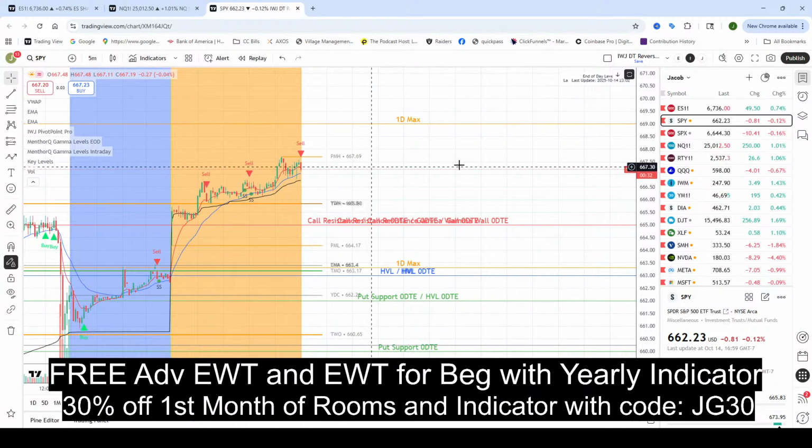So Mentor Q gives you this, and this is based on options contracts. And the market makers, if you buy an option, a put or a call, the market makers are generally the ones selling you back the other side of that. So if you buy something, somebody has to sell it to you.